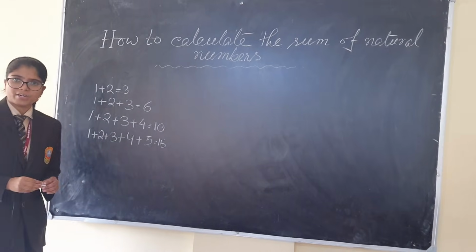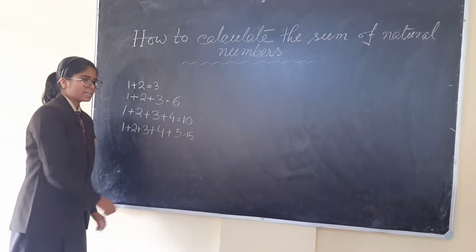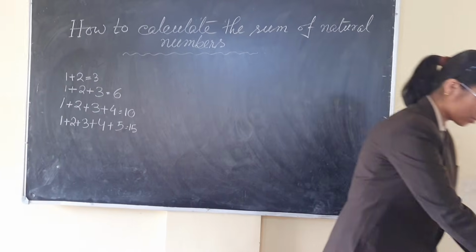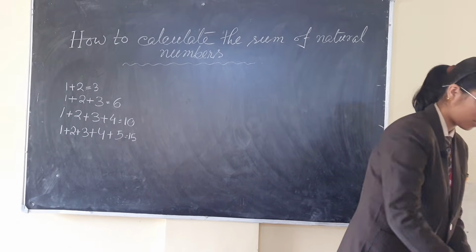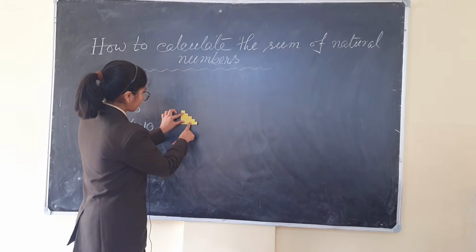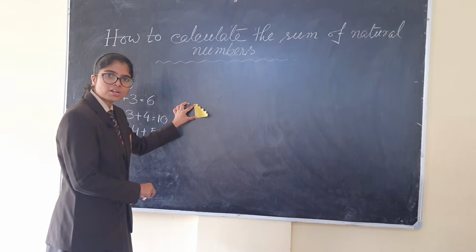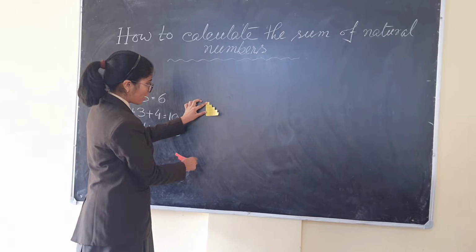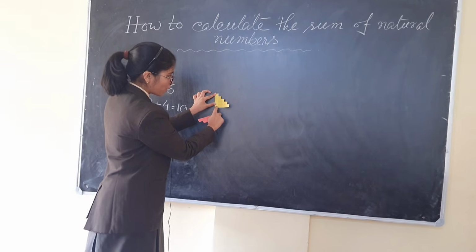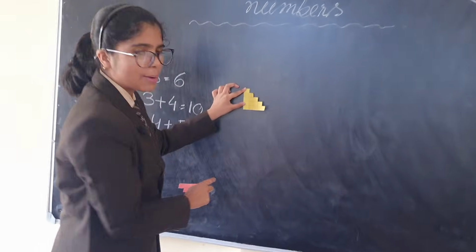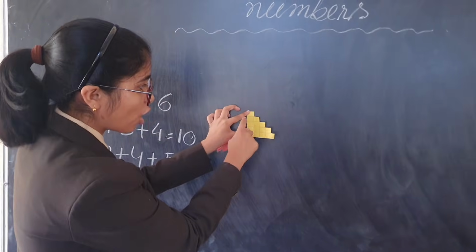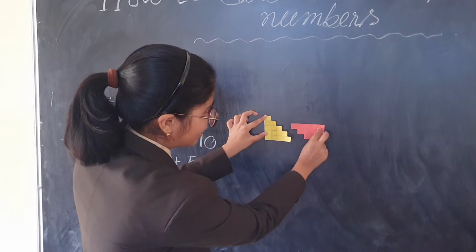So the sum of numbers from 1 to 5 will be 15. Let's try to find it in another method. This is a figure which consists of squares. Let's count the number of squares. 1, 1 2, 1 2 3, 1 2 3 4, 1 2 3 4 5. So the sum of numbers from 1 to 5 will be equal to the total number of squares of this figure. It is an identical figure.